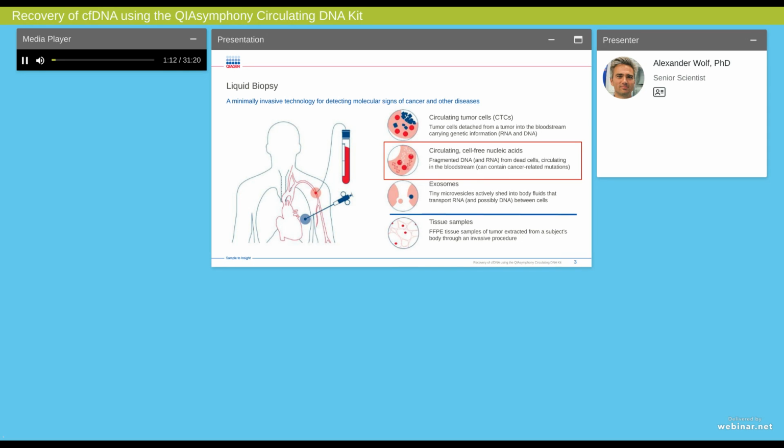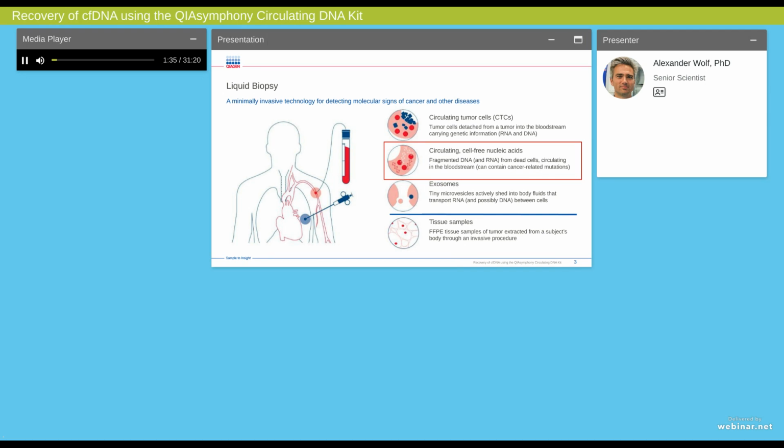Liquid biopsy can be divided into three major domains. First, circulating tumor cells, floating through the bloodstream in very rare numbers. Therefore, most challenging to purify and concentrate, but with the potential to obtain the complete genetic information in the form of the genomic DNA, as well as all types of RNA from a living cell.